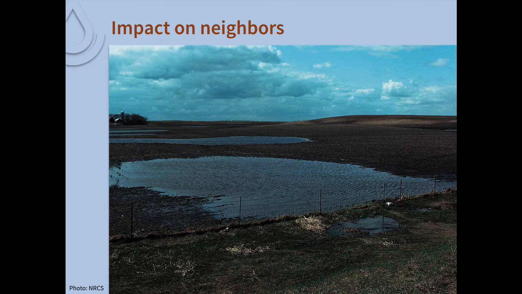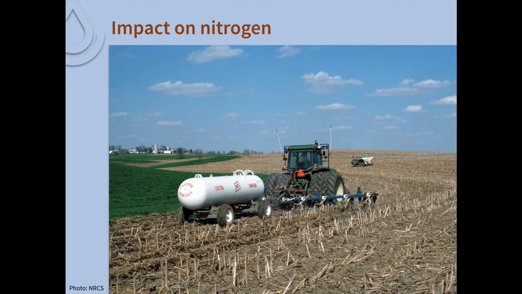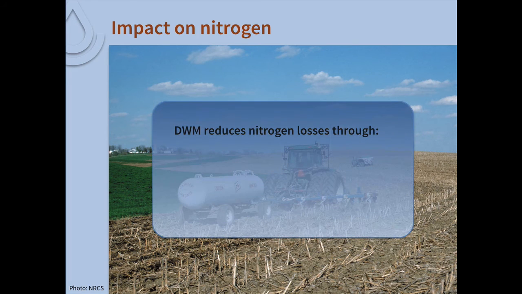Since the primary goal of drainage water management is the reduction of nitrogen losses to the surface water, the impact of drainage water management on nitrogen should be a key consideration in developing the management plan. Drainage water management reduces nitrogen losses primarily through reductions in drain flow. A number of studies have shown that the concentrations of nitrogen in the drain water tend to be pretty similar, and so the reductions in nitrate losses then are generally proportional to the reductions in drain flow.